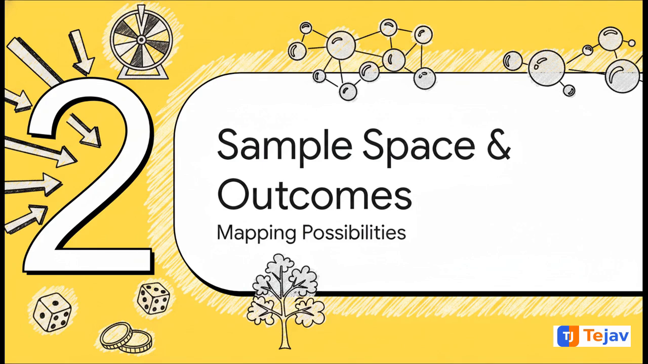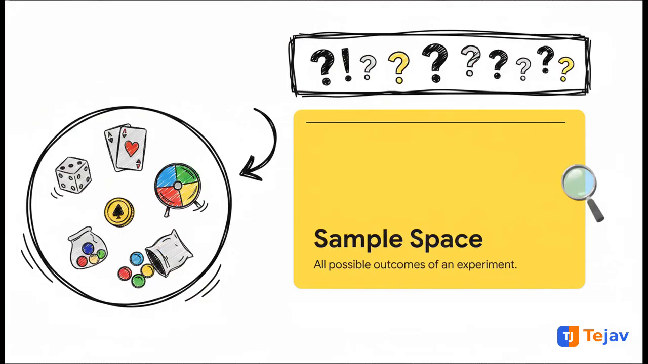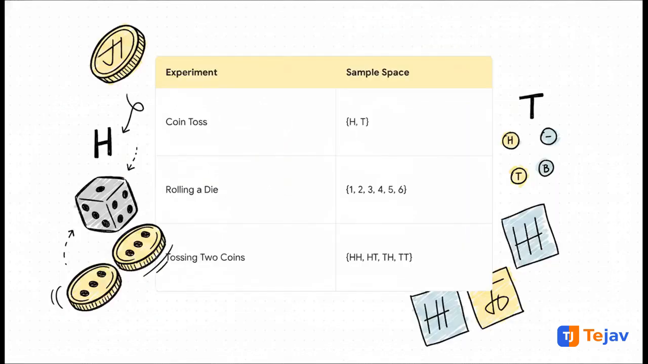Moving smoothly right along to Section 2, sample space and outcomes. Let's map out the possibilities. Before we can even think about calculating the chance of something happening, we need to know everything that could possibly happen, right? This is called your sample space. The sample space is simply all possible outcomes of an experiment. It's totally crucial because it gives us the total number of outcomes. If you don't know the full set of possibilities, well, you just can't calculate probability accurately. Let's look at some standard sample spaces you absolutely need to recognize instantly for your exams.